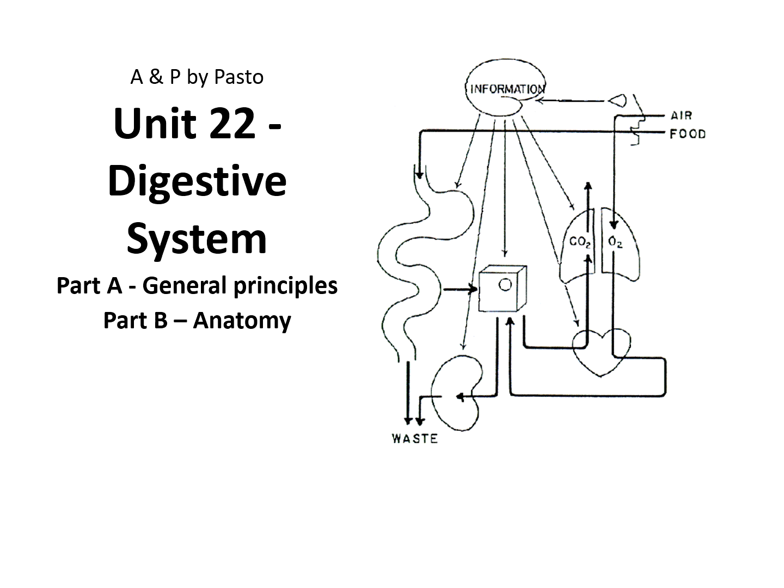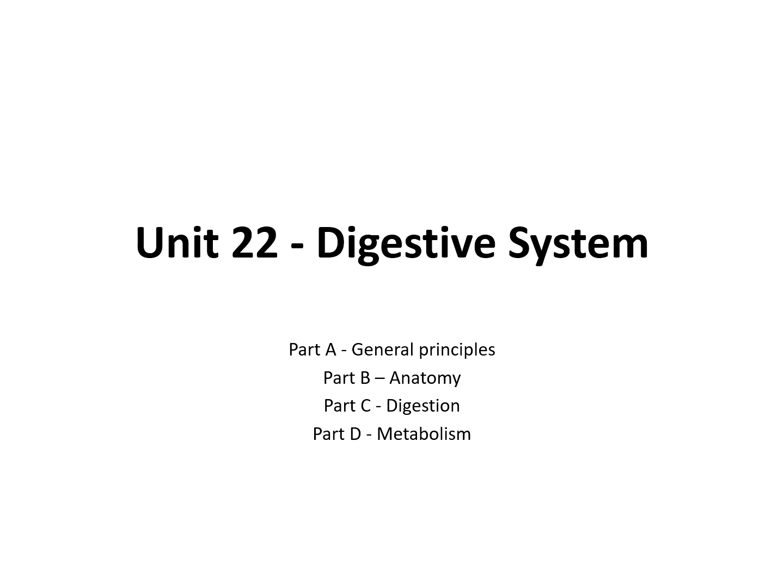Begin the last unit of the course, Unit 22, the digestive system. This video includes Part A, General Principles, and Part B, Anatomy. This unit includes 4 videos. This one is Parts A and B. The second video includes Part C, Digestion, and Part D is covered with 2 videos.